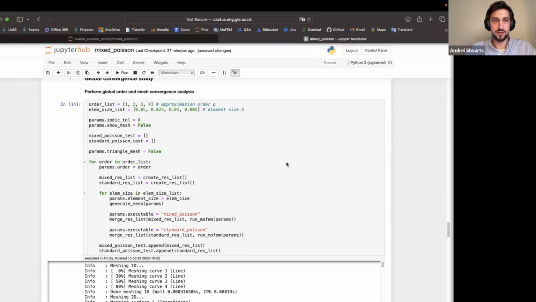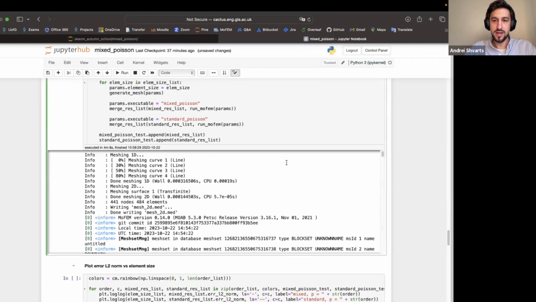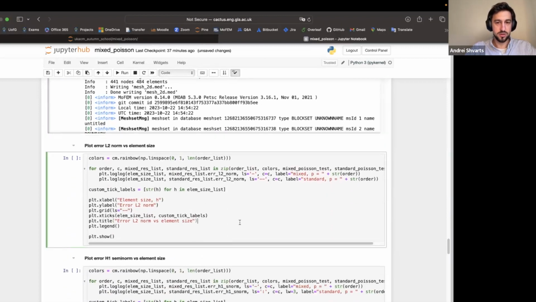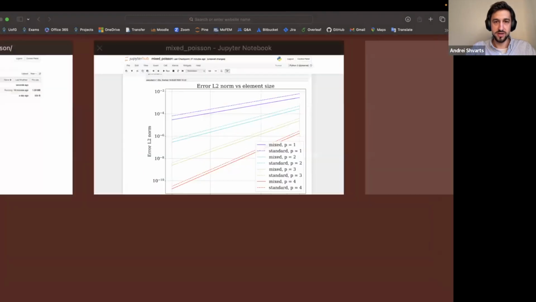So now the simulation in the cell has completed, all 32 of them, and we can now continue to the plotting. So we start with plotting the L2 norm of the finite element solution for both standard and mixed formulations with respect to the decreasing element size. So this is what we are seeing over here.